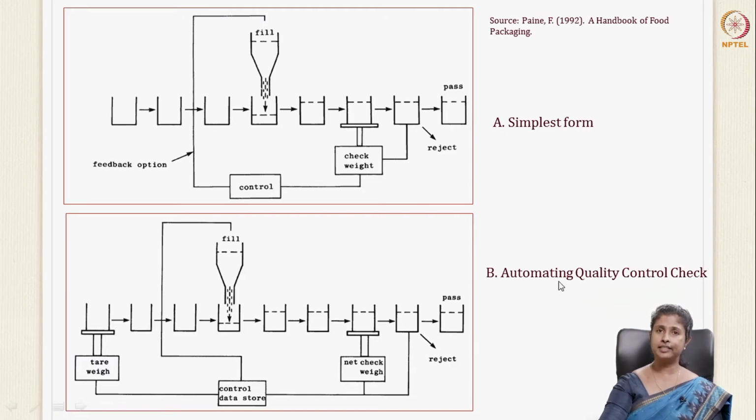But on the other hand, if it's an automated quick check, you'll have a weight checker in between, which is regularly weighing the filled packages. In the beginning, the tare weight is taken, and once it's made 0, the package is filled, it goes in, and periodically the weight is checked. Again, it's rejected if it doesn't meet the requirements, or it is passed through.